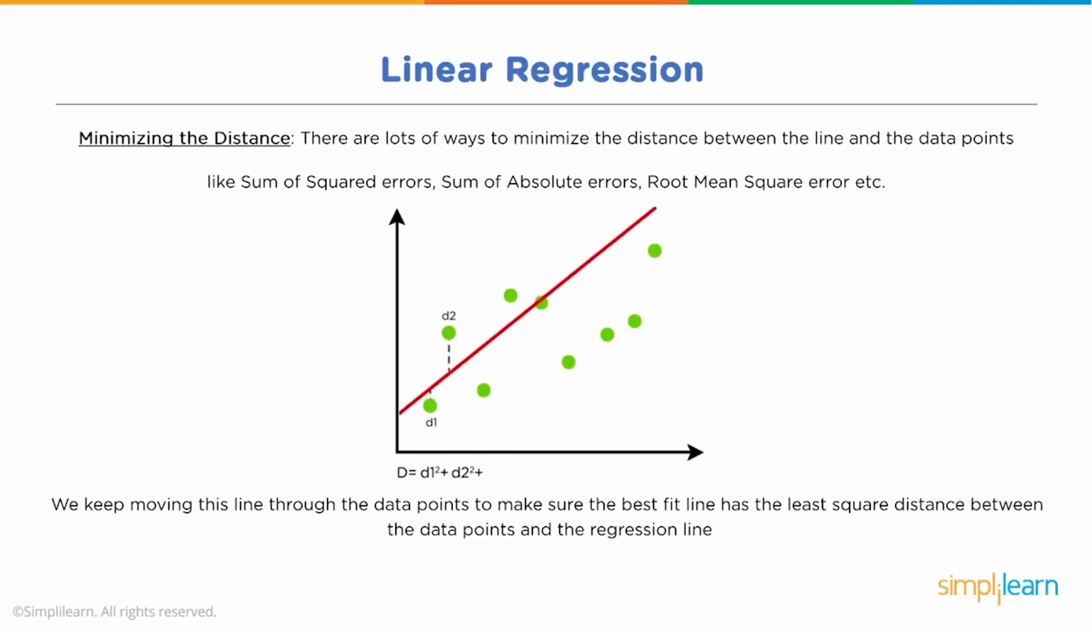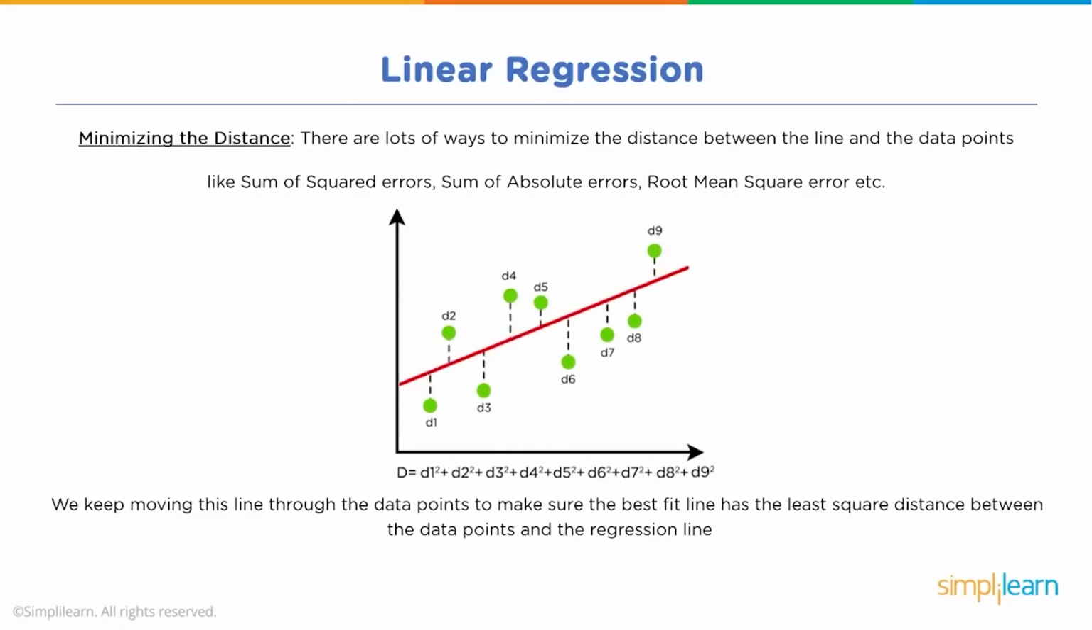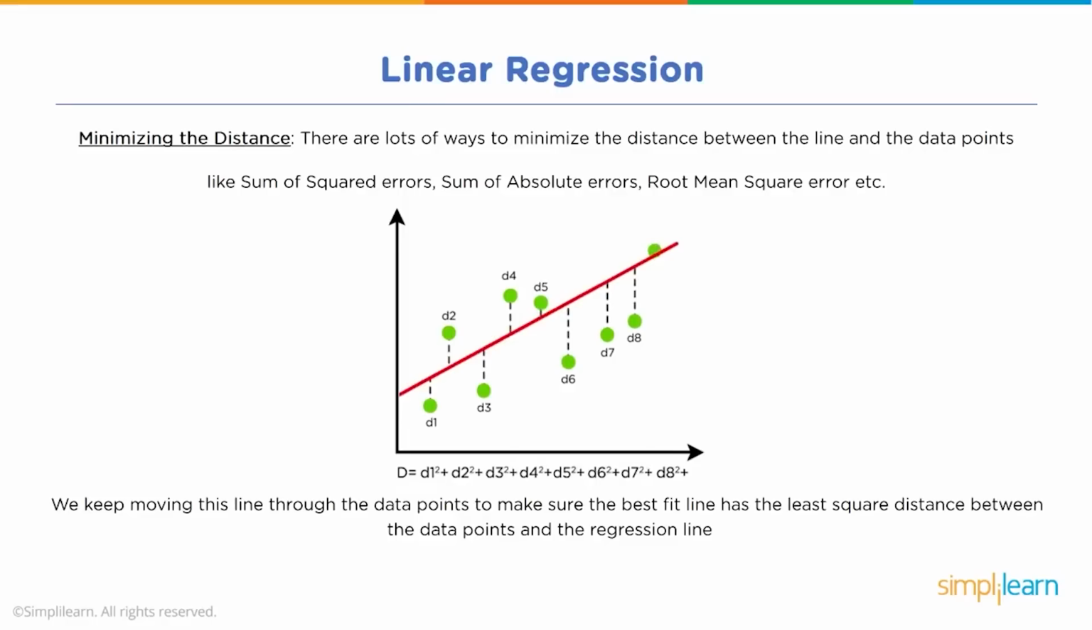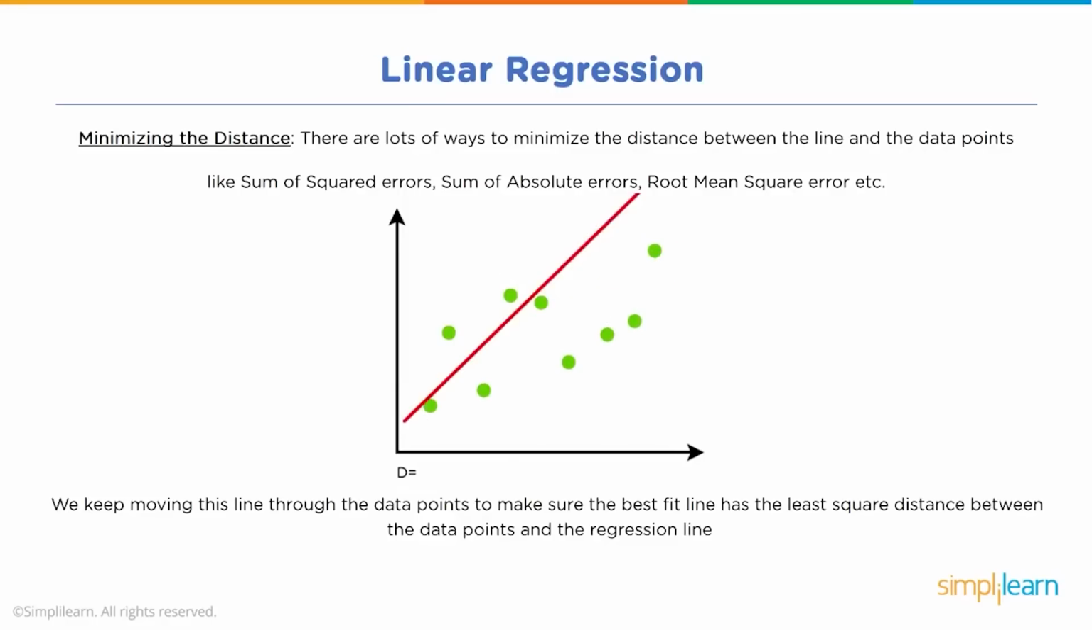Minimizing the distance. There are lots of ways to minimize the distance between the line and the data points, like sum of squared errors, sum of absolute errors, root mean square error, etc. We keep moving this line through the data points to make sure the best fit line has the least square distance between the data points and the regression line. So to recap with a very simple linear regression model, we first figure out the formula of our line through the middle, and then we slowly adjust the line to minimize the error.